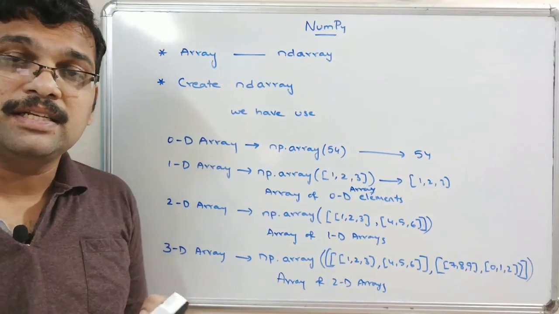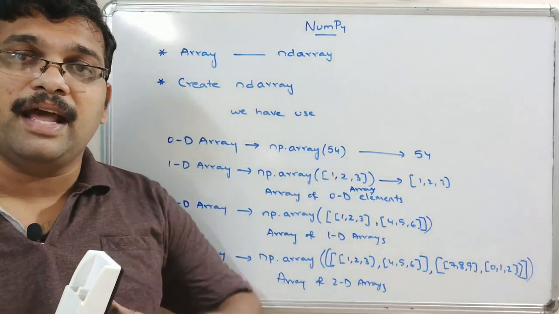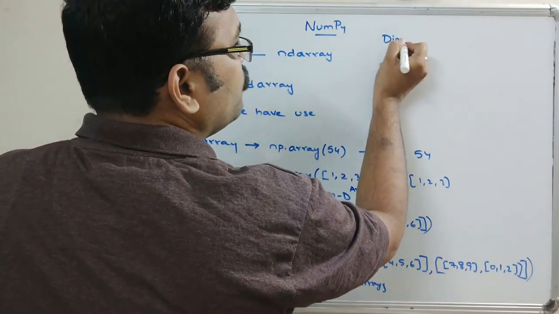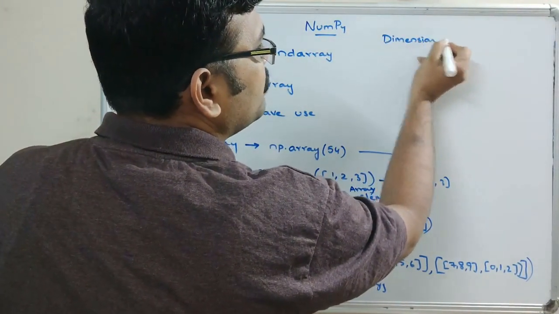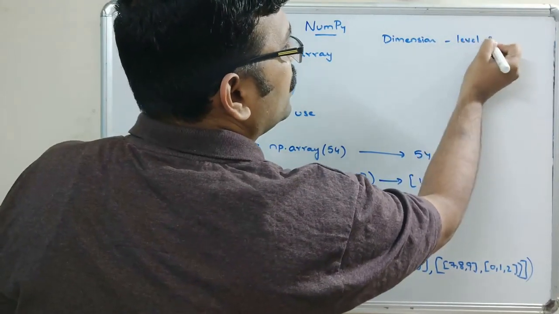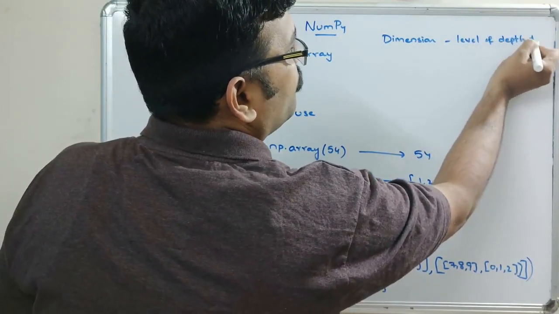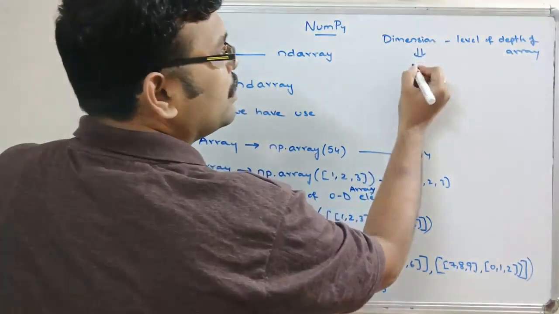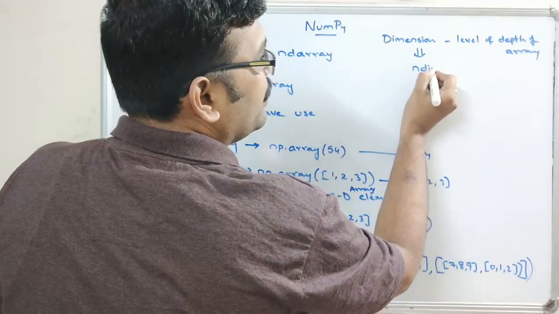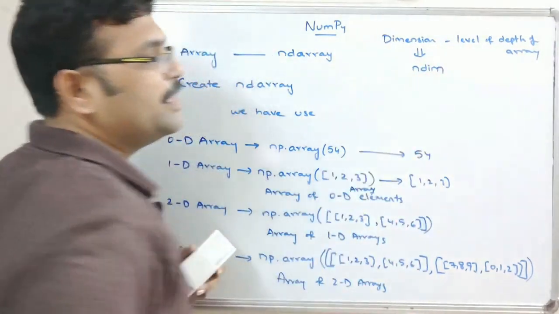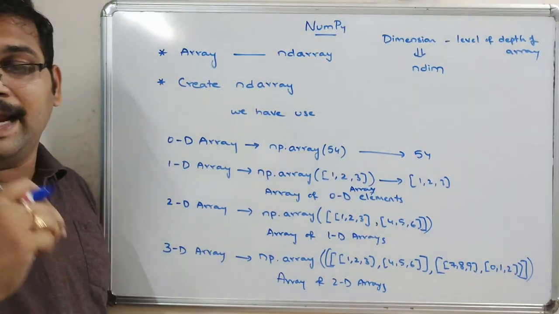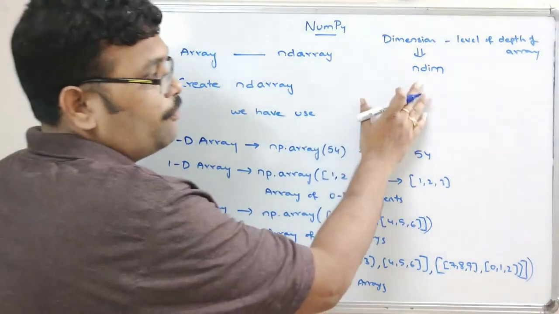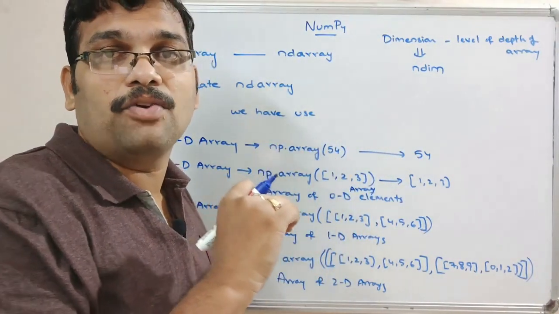So now the question is, how to know which dimension the given array is? For that we have to know the dimension. Dimension means level of depth of array. So array depth can be calculated by using ndim. The word ndim gives what type of dimension the array consists of, right?